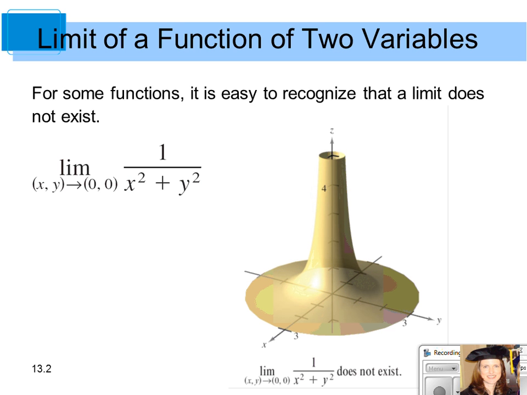For some functions, it's easy to recognize that a limit does not exist. This example: find the limit as (x, y) approaches (0, 0) of the function 1 over x squared plus y squared. If you plug in 0 for x and 0 for y, you will get 1 over 0, which is undefined. So we say that the limit does not exist. On the graph, as you approach (0, 0), this graph goes all the way up to positive infinity the closer you get to the z-axis. So the limit does not exist.